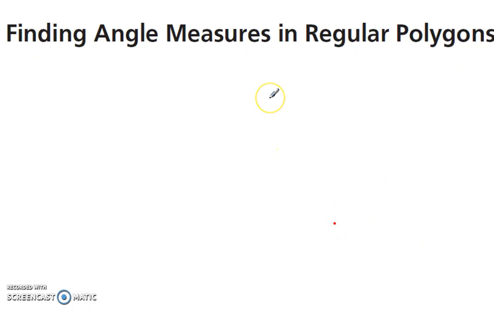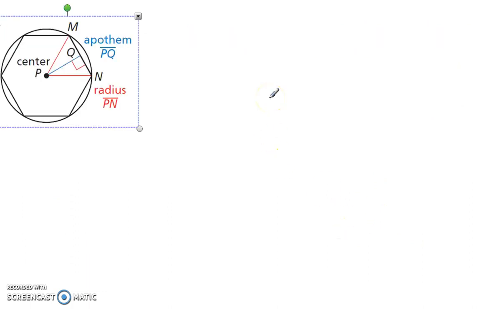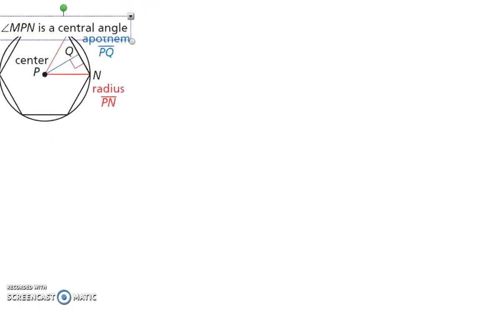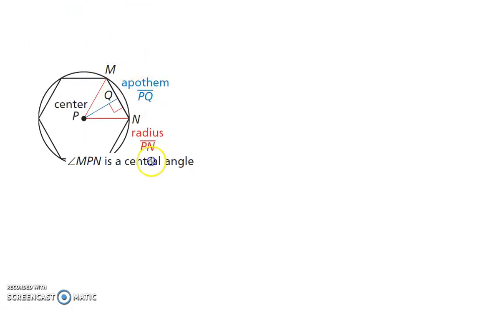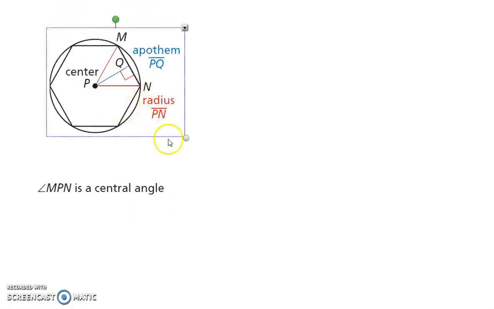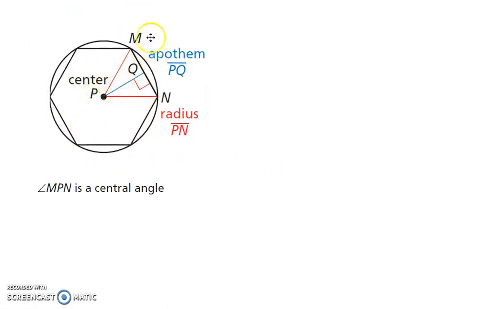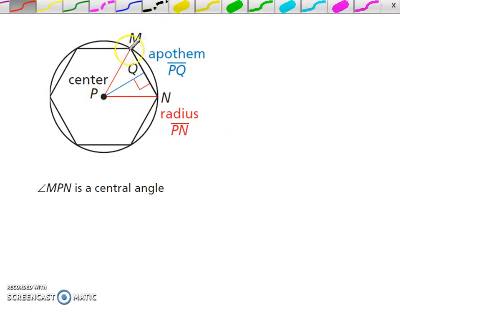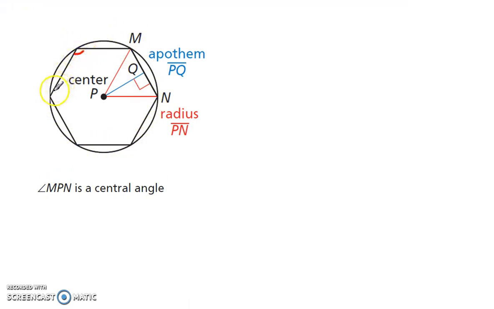Now if we want to look at regular polygons, finding angle measures in regular polygons. Well, first we have to look at a regular polygon. That's not the one I was wanting to work with. Here we go. Alright. So, in a regular polygon, every side is the same length. Every angle measure is the same. So this angle is the same as this one, which is the same as this, and so on.